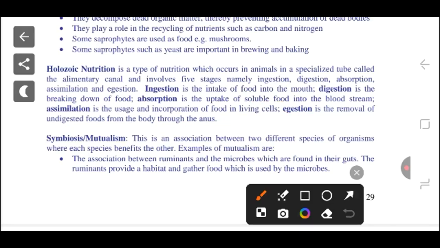Now the last one is another type of nutrition. This is symbiosis or mutualism. Is it another type of nutrition? Let's find out. This is an association between two different species of organisms where each species benefits the other.